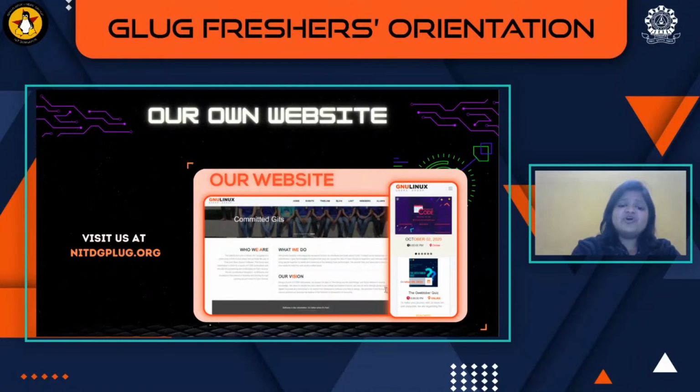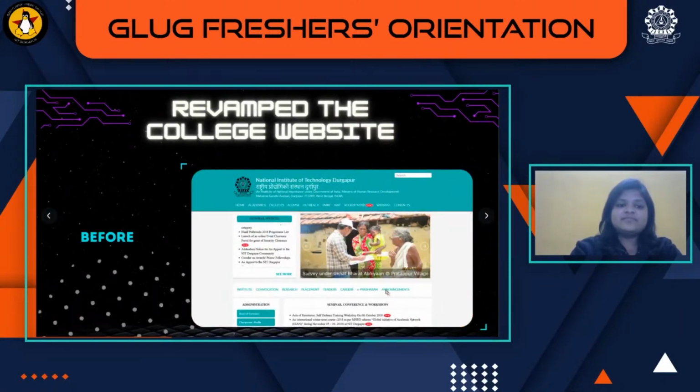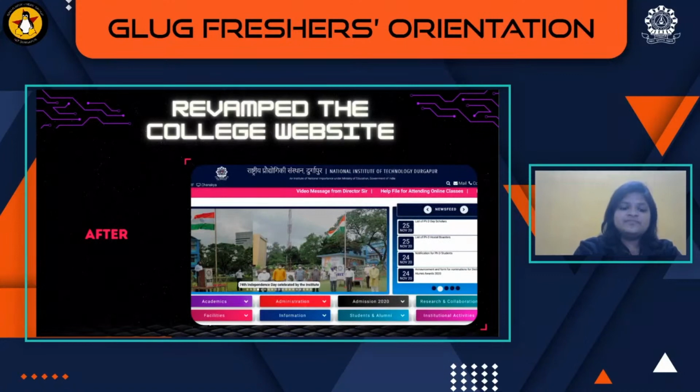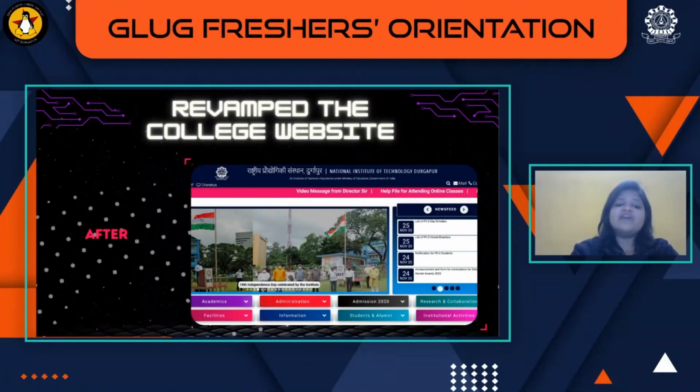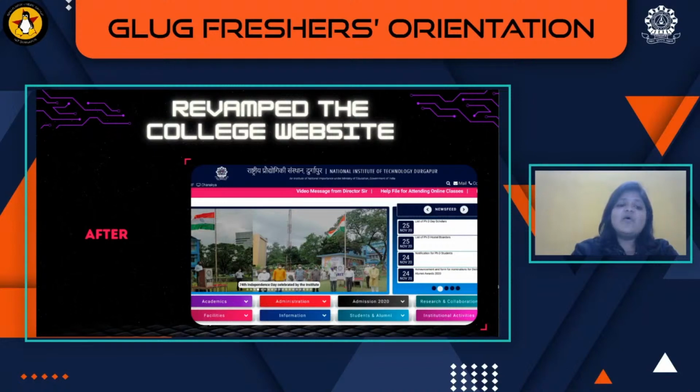Apart from our vision of promoting open source and all that it entails, we also focus on uplifting our institution, NIT Durgapur. One of such endeavors we undertook was to revamp the official college website. We revamped both the front end and the back end, making it more dynamic. Also, we currently maintain the website, fixing bugs and adding features along the way.